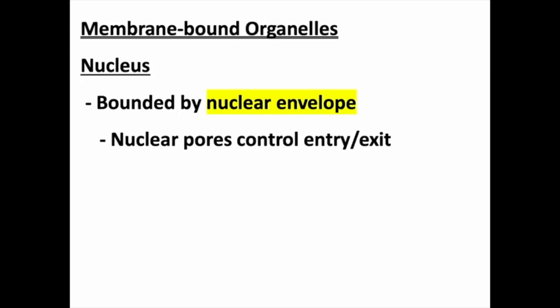So the nuclear envelope actually is in the key terms. Let's read what the key terms document says for this. It is a double membrane structure that constitutes the nucleus's outermost portion. And nuclear pores control entry and exit.